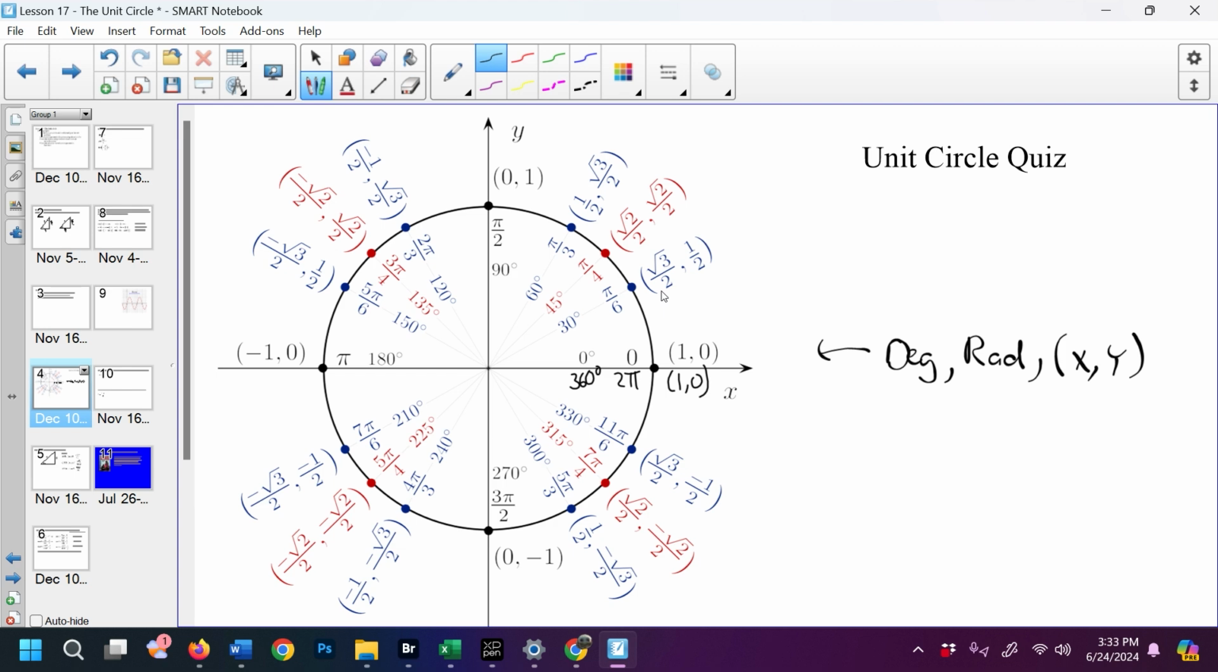In the first quadrant, both the x value and the y value are positive. In the second quadrant, the x value is negative, the y value is positive. In the third quadrant, the x value is negative, the y value is negative. And in the fourth quadrant, the x value is positive and the y value is negative. And again, I will show you how to build this unit circle in class. Probably have already done that by now.